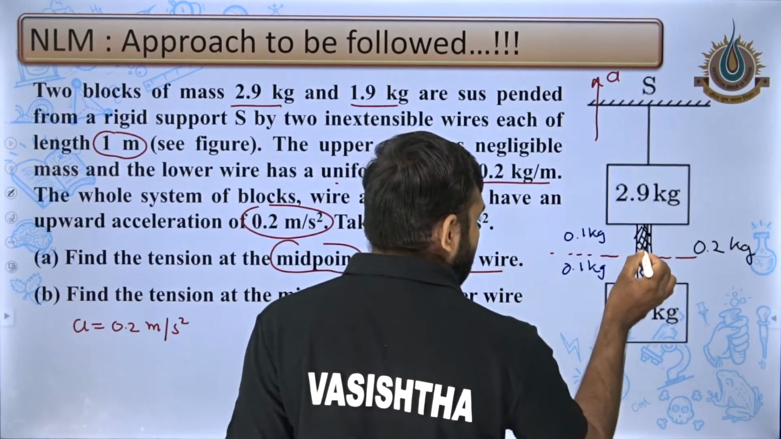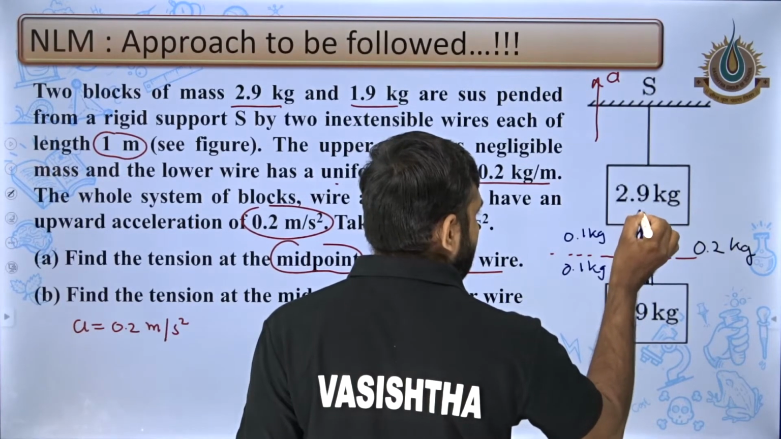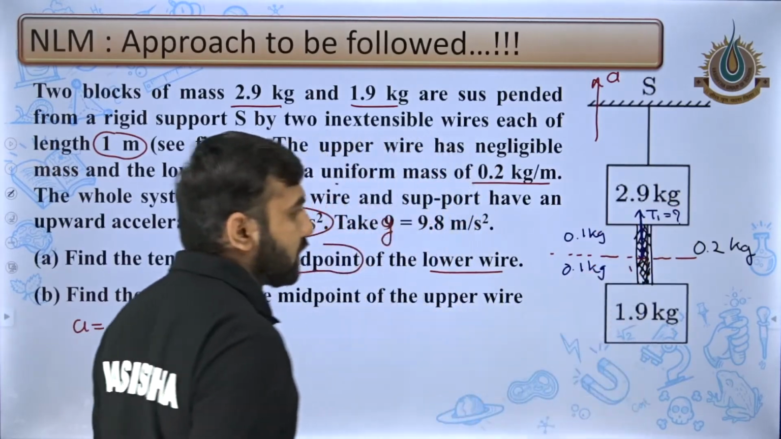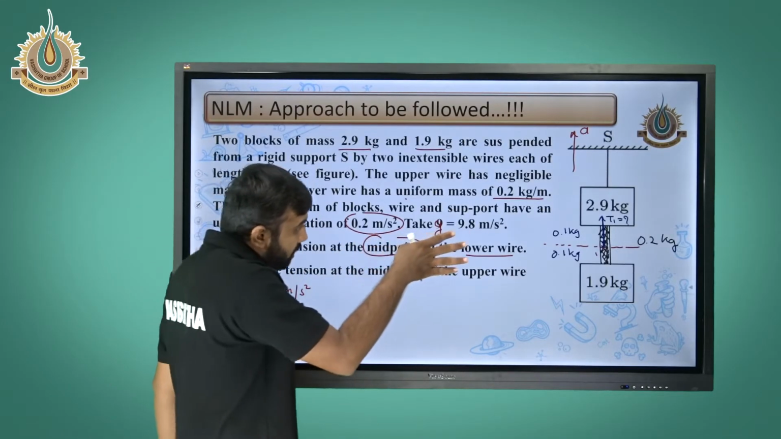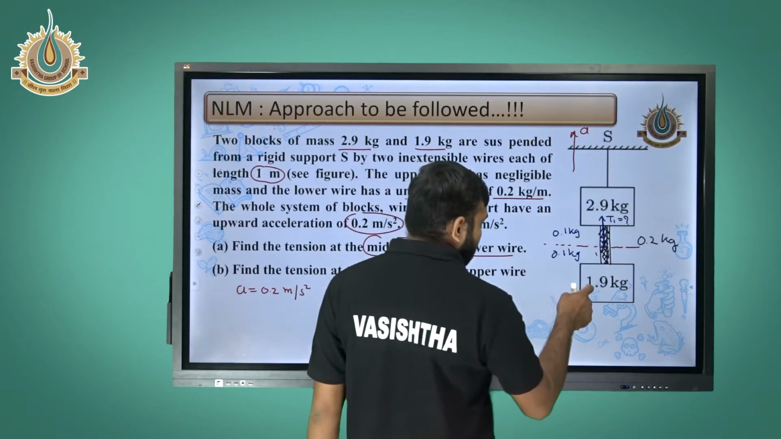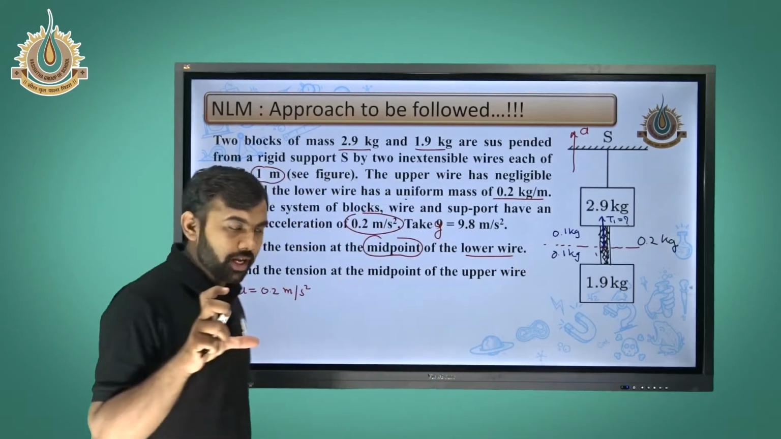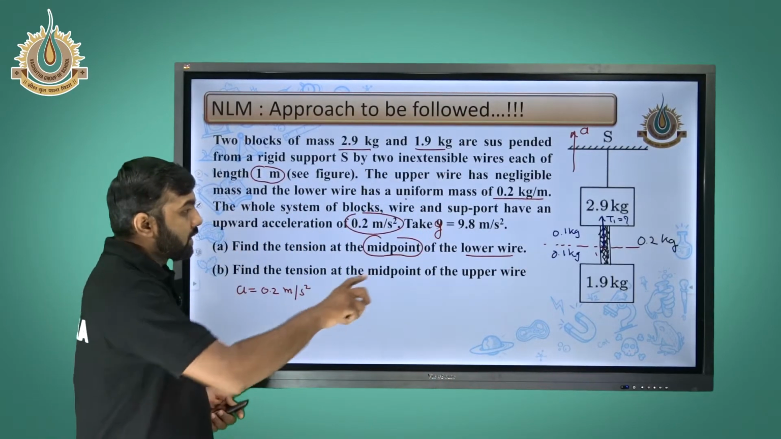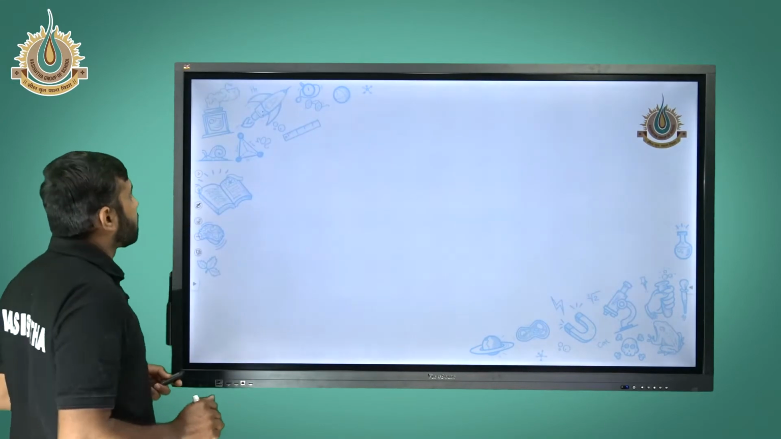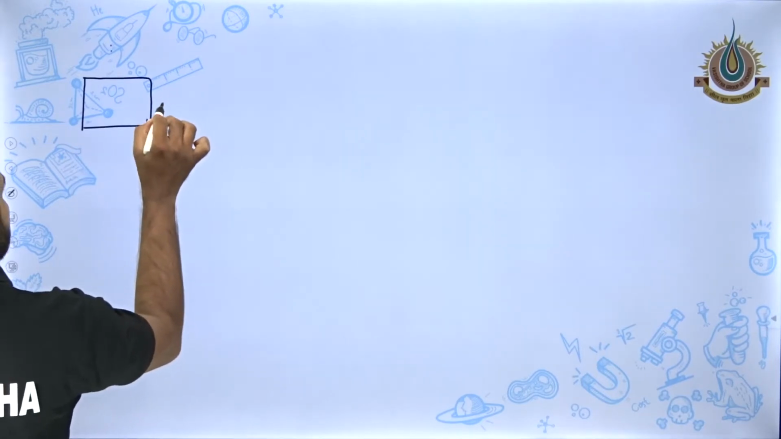Consider the tension at this point to be T1. Here take the tension as T1, suppose you have to find this. So what is the total mass supported at the lower side? 1.9 kg and 0.1 kg. So the total mass will be 2 kg. So you draw the FBD for the 2 kg only, and the tension is T1. Let me draw the figure. So that is the 2 kg.